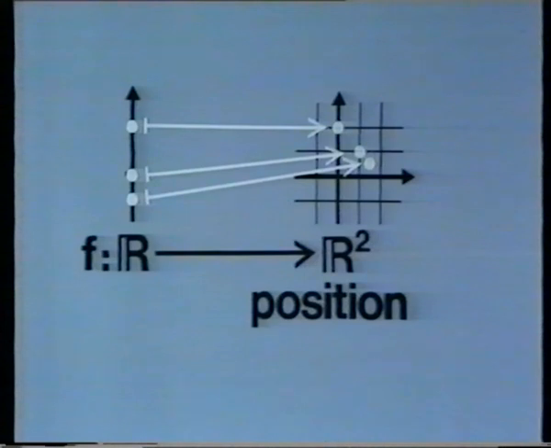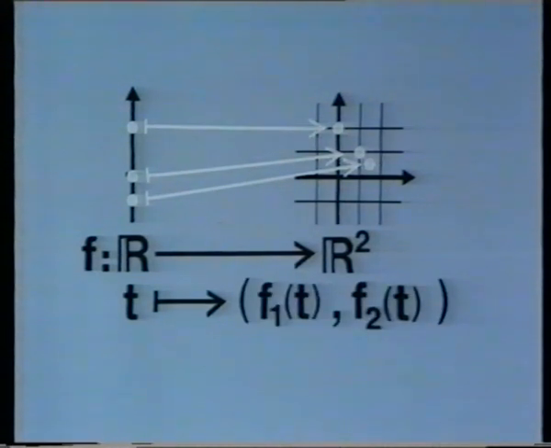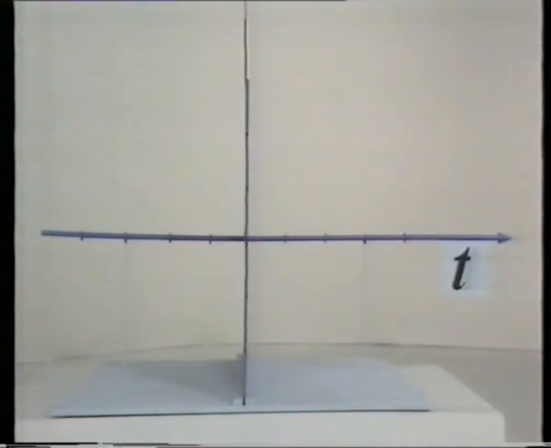A function mapping each point t of R to a position on the plane. Well, a position, that is a point of R2, has two coordinates, say f1 of t and f2 of t. For example, f1 of t could be 1 minus a half t, and f2 of t could be 1 plus a half t. Well, just like functions from R to R, we'll represent the domain along a horizontal axis with the codomain perpendicular to it. But this time, the codomain is a plane. Like this.